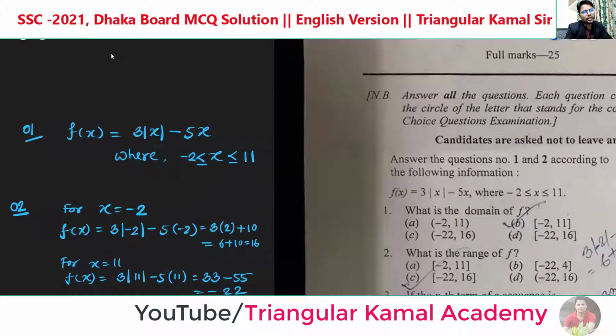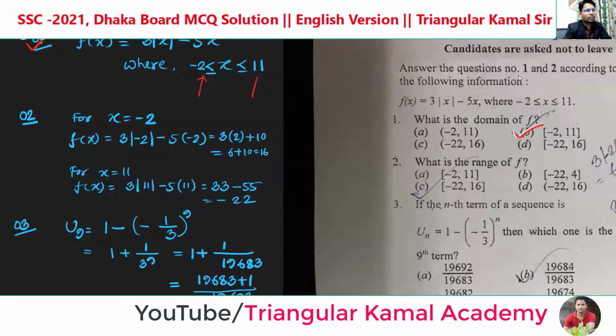Here the first MCQ is f of x equals 3 absolute value of x minus 5x, where x is smaller than or equal to 11 and greater than or equal to -2. So we all know domain is the value of x which we can apply in the function. Here the lowest value given is -2, the highest value is 11. That's why the domain is the value of x. So the domain is option b, which is -2 to 11, including -2 and 11. This is our answer b.